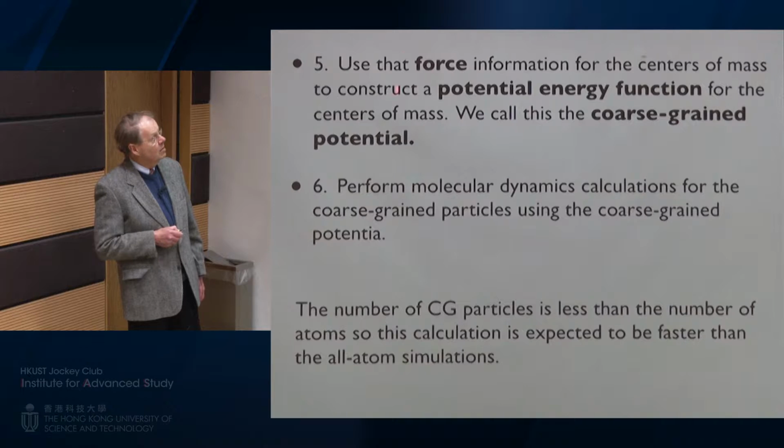This is the problematic thing. If you think about this, you'd wonder how would you go about doing it. But in fact, Voth made a guess as to how to do it, and it turned out to be right. And we'll call this potential the coarse-grained potential. Then you perform molecular dynamics calculations that are much like the all-atom ones, except you only have coarse-grained particles, and you're using the coarse-grained potential.